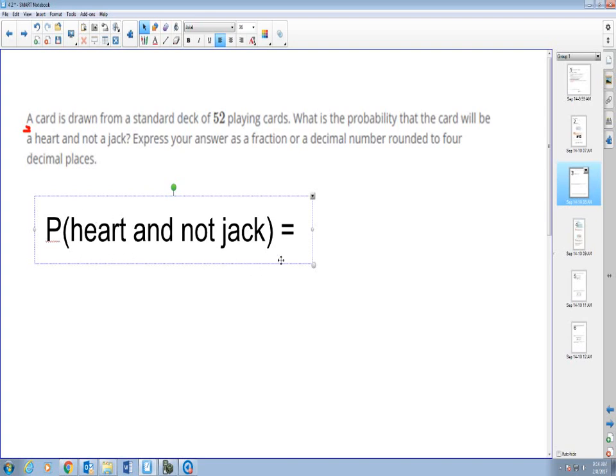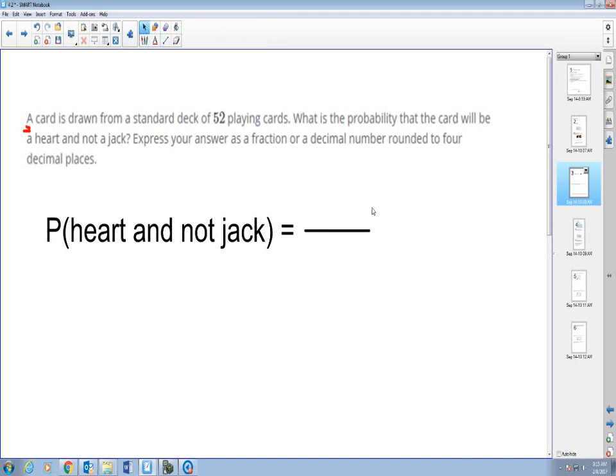It does not want to be a jack. What is the probability that the card will be a heart? I want to be a heart but not a jack. So there is one card that I don't want, which is the jack of hearts. So how many ways can I get a heart but not a jack?